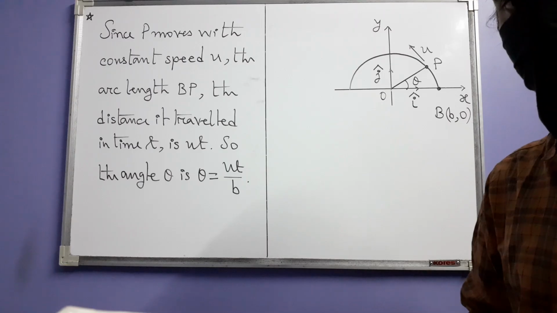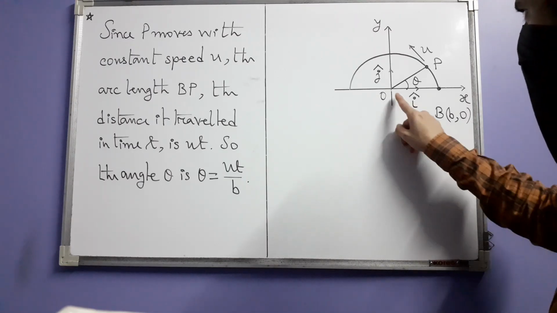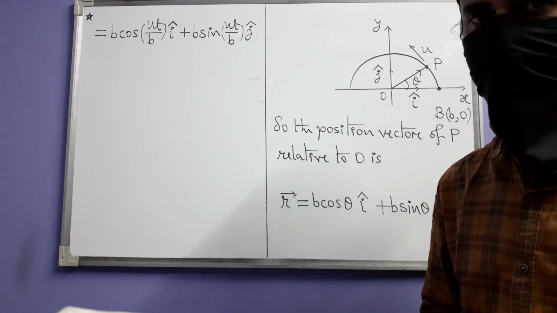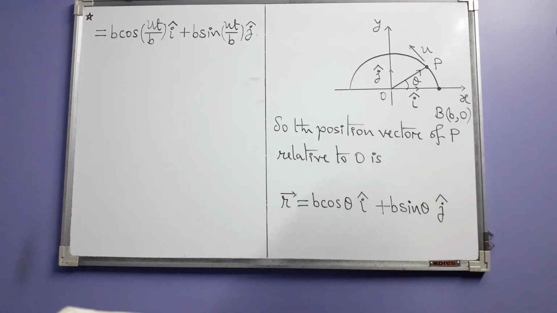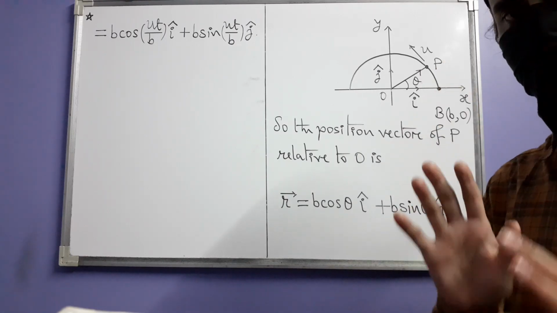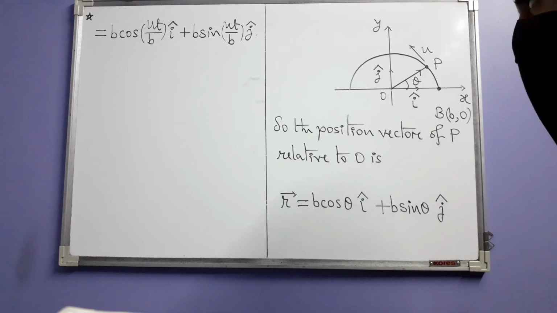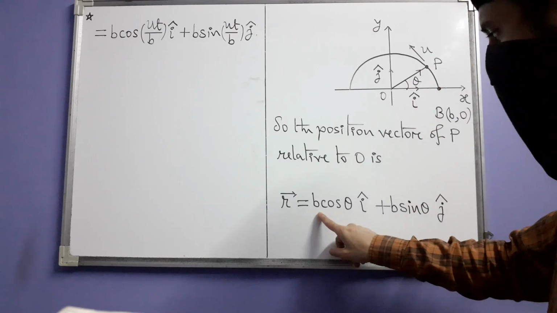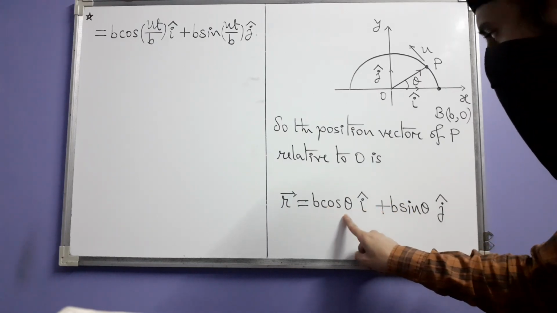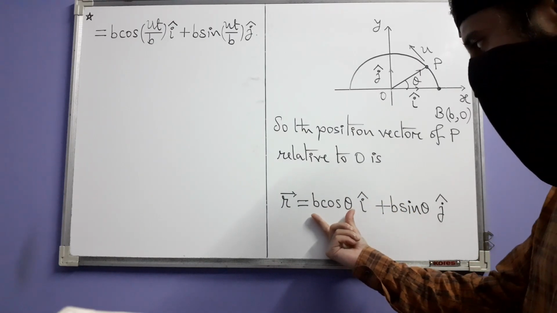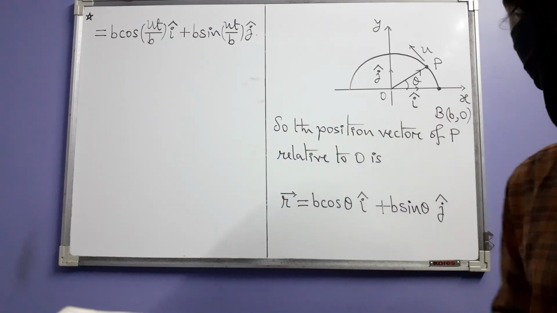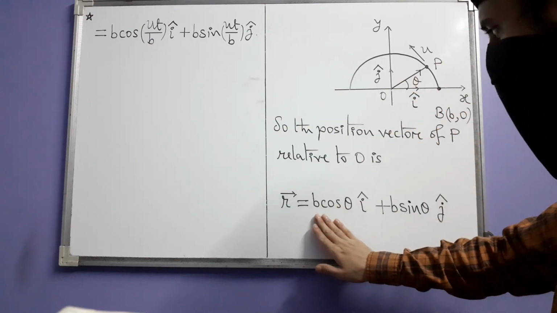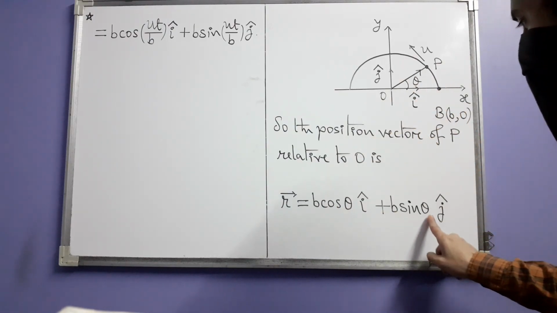Now using this theta, can we write down what this position vector of P is with respect to O? Yes, of course we can do that. That is because we now know how to write the coordinates of the point P in terms of this b and theta, which means the two coordinates are b cos theta and b sin theta. This is the x coordinate and this is the y coordinate of the point P. So that is why the position vector r of P with respect to O is this, b cos theta i hat plus b sin theta j hat.